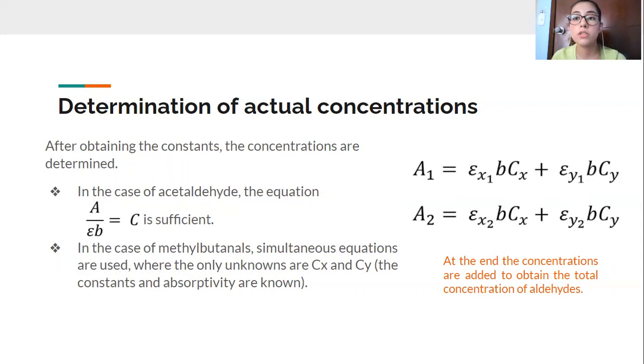But in the case of the other two aldehydes, namely the 2-methylbutanal and 3-methylbutanal, simultaneous equations must be used. On the right side of the presentation, you can observe the simultaneous equations, where the only variables are the concentration for the compound X and the concentration for the compound Y. So after doing a lot of mathematical calculations and clearing this equation, you can obtain the concentration of both compounds. This is only theory and not practice. I'm not going to show you how to clear this equation, but you need to do that.